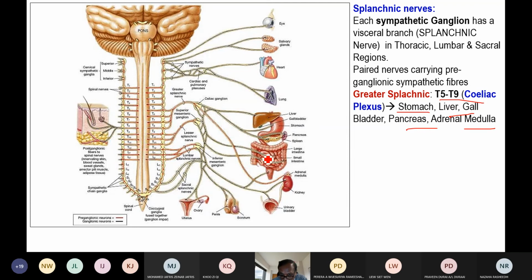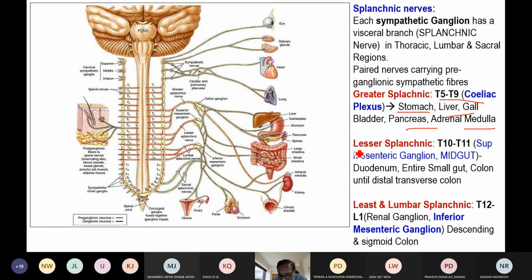After that comes the small intestine, ascending colon, and transverse colon. They are supplied by a nerve called the lesser splanchnic nerve. The spinal segment is T10 and T11. Because of T10 and T11, the pain here will be referred to the umbilicus. So what are the parts? Duodenum, jejunum, and colon, up to the left one-third of the transverse colon.